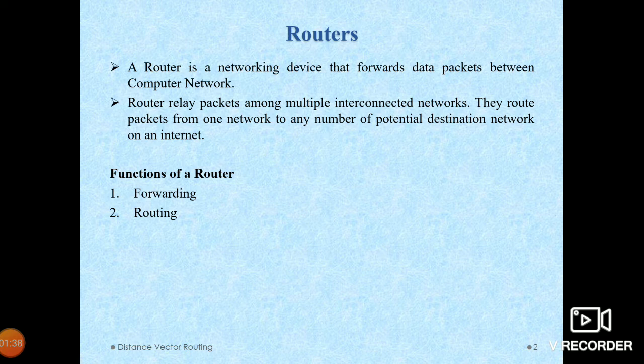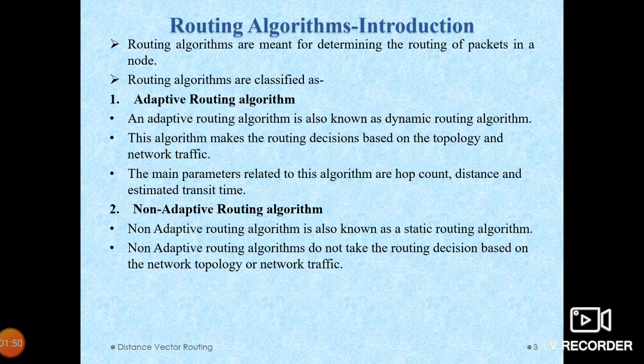And the next function is routing. Routing is the process by which the router finds the best path, that is the shortest path, to reach the destination. Routing algorithms are meant for determining the routing of packets, and they are classified into two types: adaptive routing algorithm and non-adaptive routing algorithm.